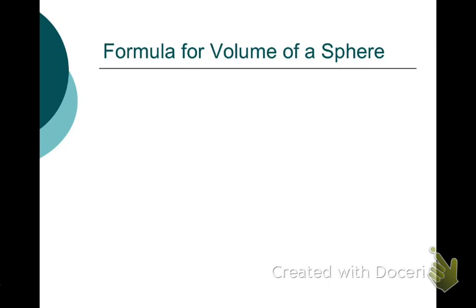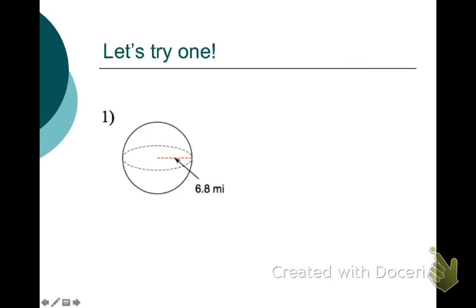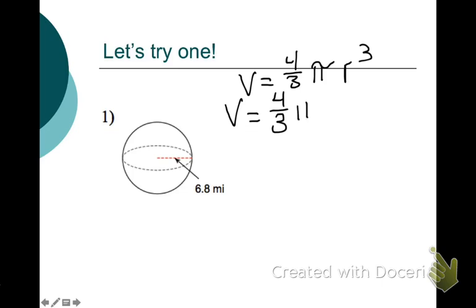Alright, let's try one together. Volume equals 4/3 pi r cubed. Again, radius is half the diameter of a circle. We see that this red dotted line is only going halfway, so that is our radius. So we're going to write volume equals 4/3 pi and then 6.8 cubed.